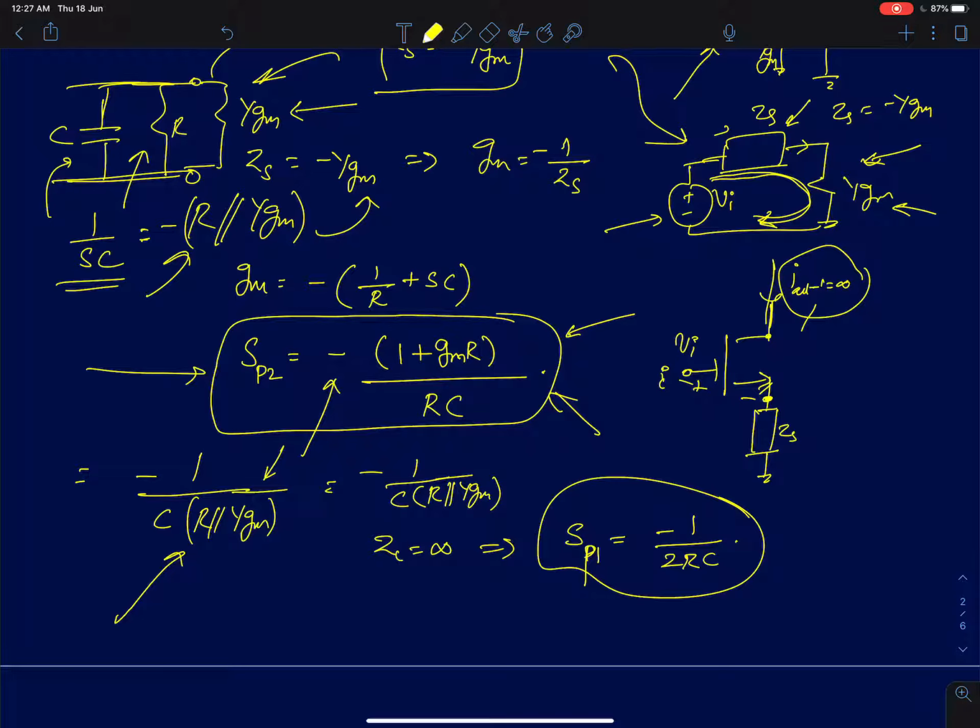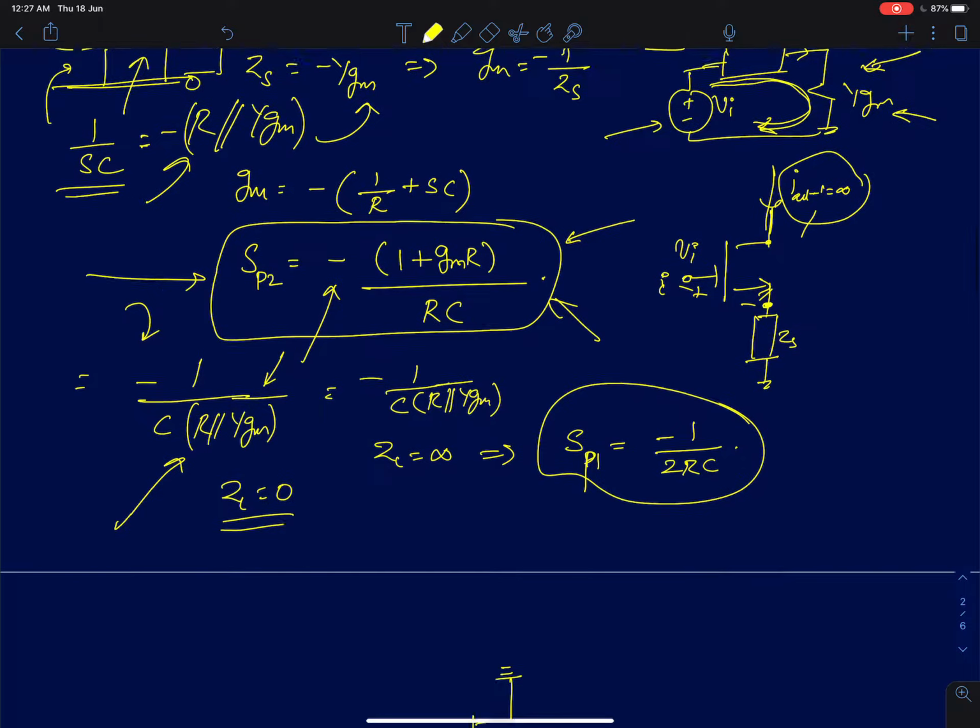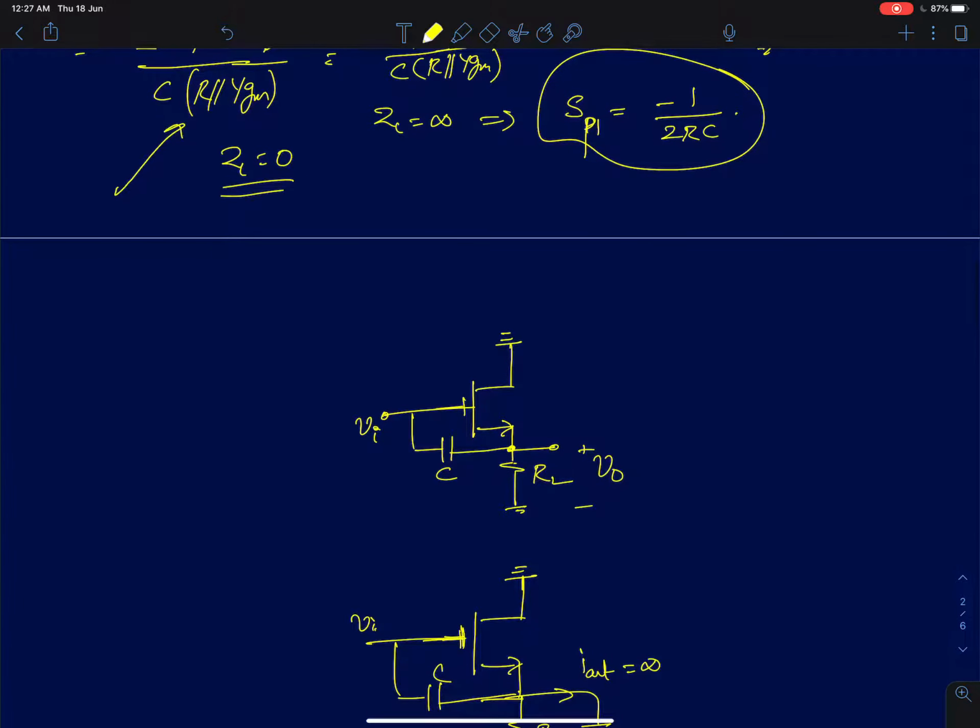And that doesn't happen because you can see ZL will become 0 only at infinite values because it's just a capacitor. The impedance of the capacitor will become 0 at infinite frequencies. So we can use this condition. So these two are real poles. Now this circuit is again similar to the circuit we discussed in the previous lecture, wherein we have a capacitor between gate and source terminal, and we are supposed to find poles for this circuit.